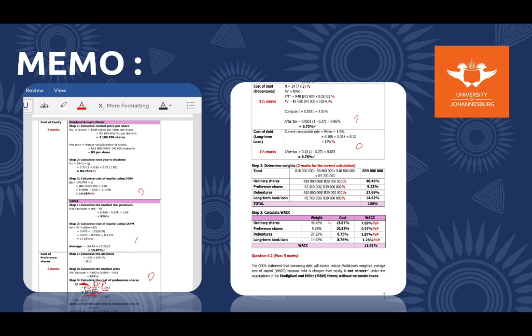So you multiply the ordinary shares' weight with the cost of the ordinary shares, and then you get your weighted average cost of capital. You do the same for preference shares. You multiply it together to get your weighted average cost of capital. You add it together, and here's your final mark. You can see that when you use your formula, it's easier for us to award principal marks for each of your instruments based on the WACC that you had calculated.